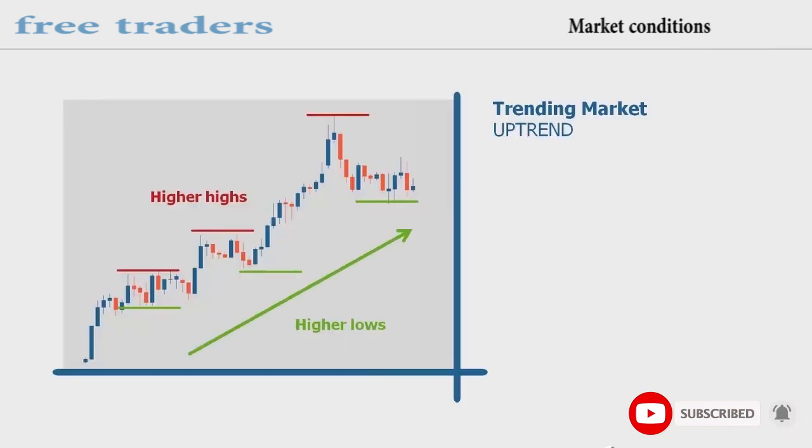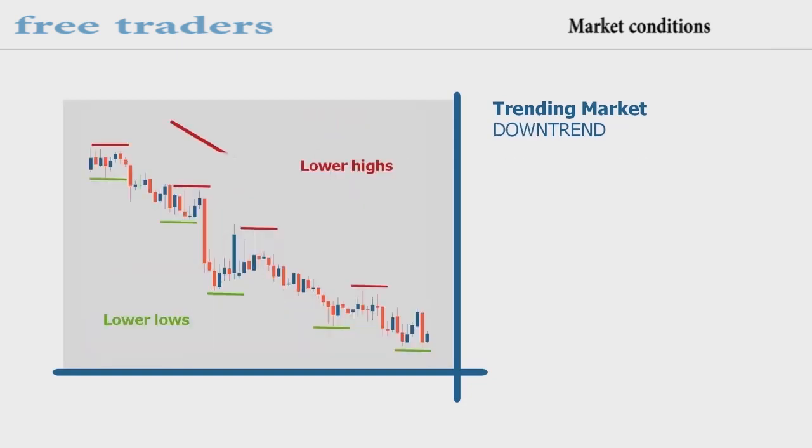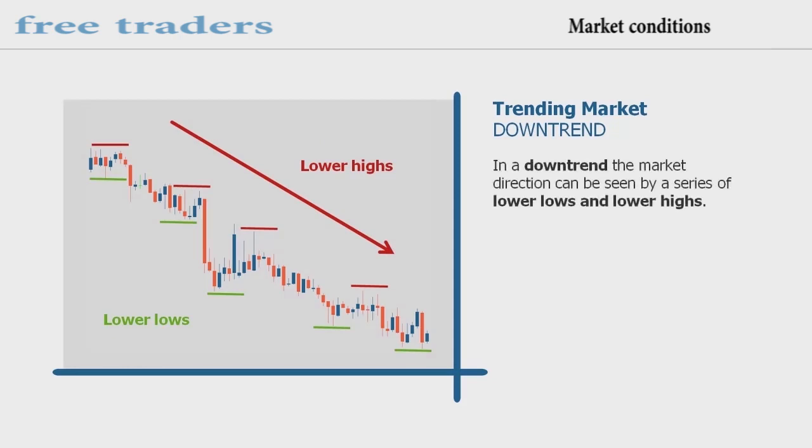A trending market is a market that moves clearly in one direction, up or down. Here is an example of an uptrend. In an uptrend, the market direction can be seen with a series of higher highs and higher lows. And here is an example of a downtrend. In a downtrend, the market direction can be seen with a series of lower lows and lower highs.